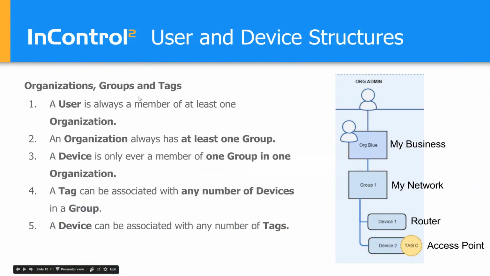So now that you've got things set up, it's a case of what you do with it. But before we get that far, let's sort out some of the terminology that we use within InControl 2. First off, a user is always a member of at least one organization. And an organization always has to have at least one group. Now, a particular Peplink device can only ever be a member of one group in one organization. You can't have a device registered in multiple accounts.